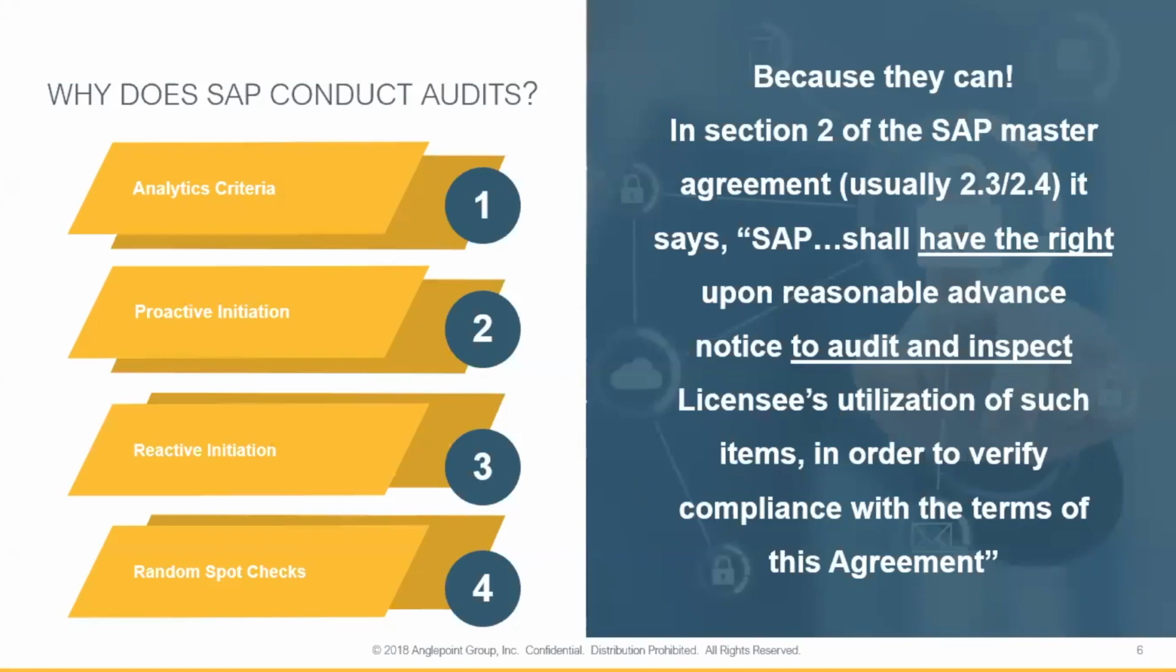They'll go through and decide, okay, these licensees are good, let's go forward with them. So just to summarize, SAP audits clients because they can. Why does SAP choose which licensee? Really, it's based on these criteria that they provided in the published information.